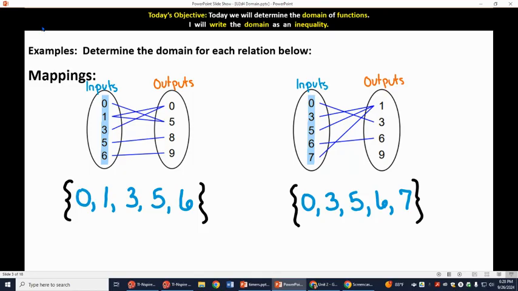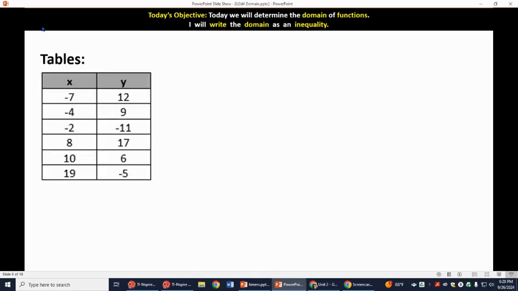Remember, we don't just have mappings for relations, we also have other things, such as tables and graphs and ordered pairs. Let's look at tables. Remember, our domain are our input values or our x values. We do this the same way as we do the mapping. We start with a curly bracket and then list our values from smallest to largest.